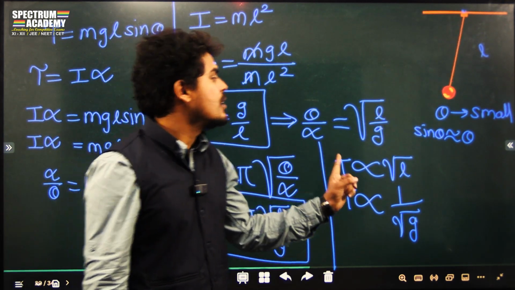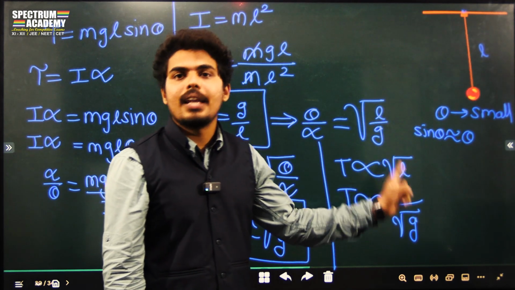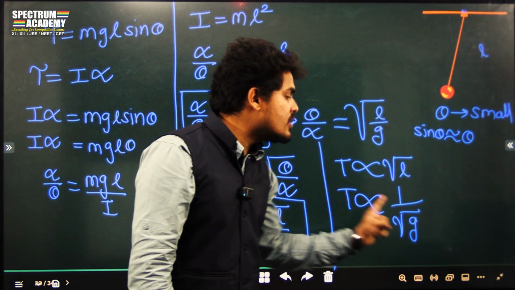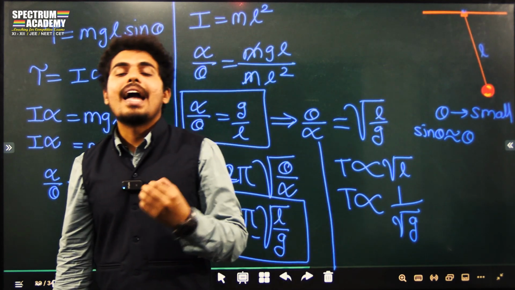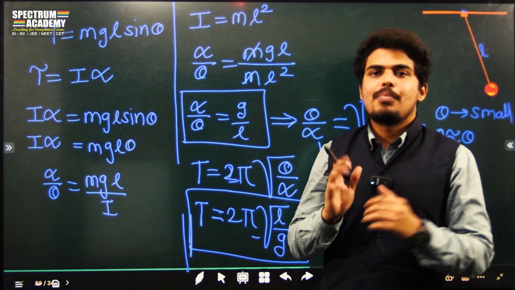From this we can see the period of the simple pendulum is directly proportional to the square root of the length of the pendulum and inversely proportional to the square root of the acceleration due to gravity. So this is all about the simple pendulum.